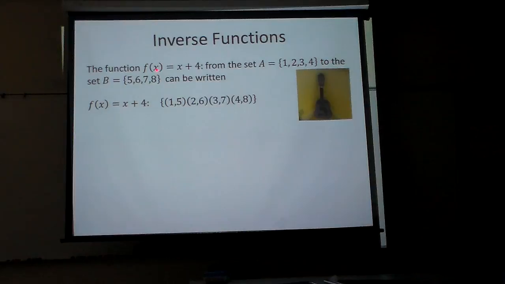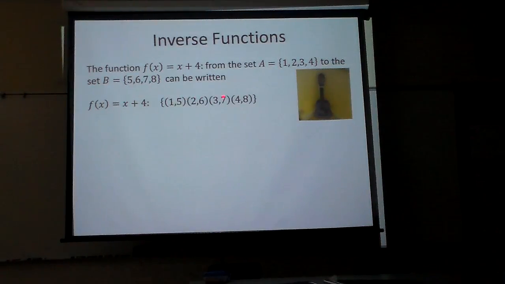We have the function f of x is simply x plus 4. We're picking something easy to see, and we're going to talk about set A being 1, 2, 3, and 4. So if we were to plug 1 in for x, 1 plus 4 is 5, 2 plus 4 is 6, 3 plus 4 is 7, and 4 plus 4 is 8. So if x is 1, 2, 3, 4, then set B is 5, 6, 7, 8, because that would be the answers to that. Hence that would be the function 1, 5, 2, 6, 3, 7, and 4, 8.